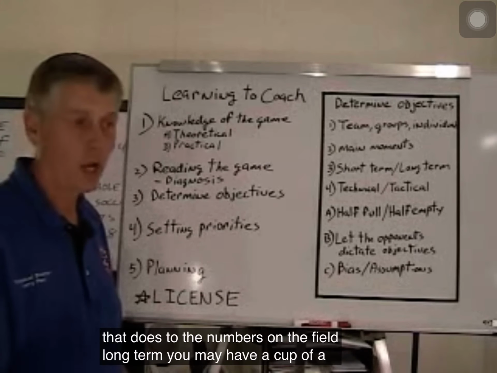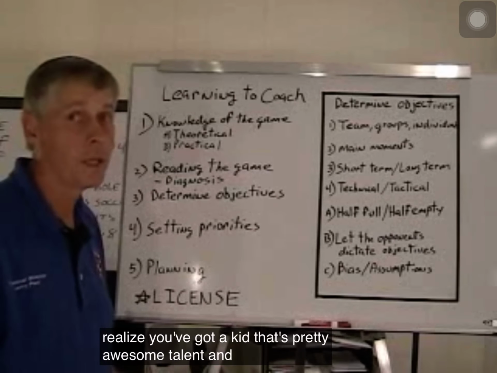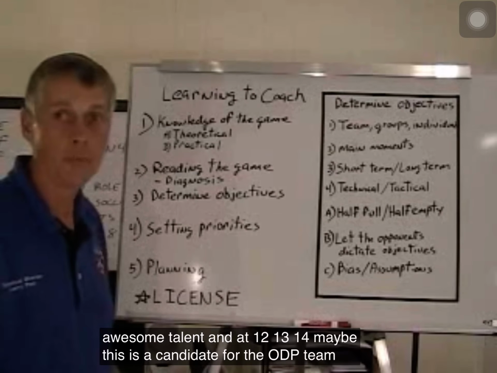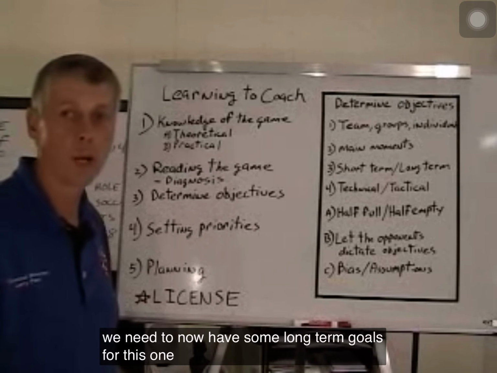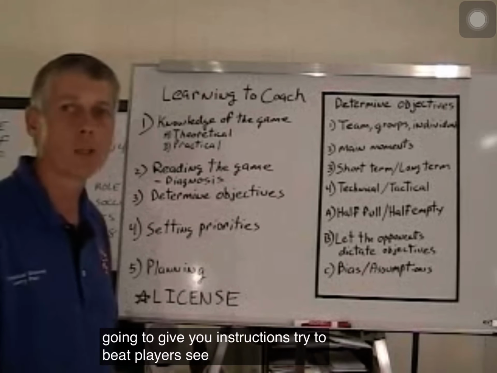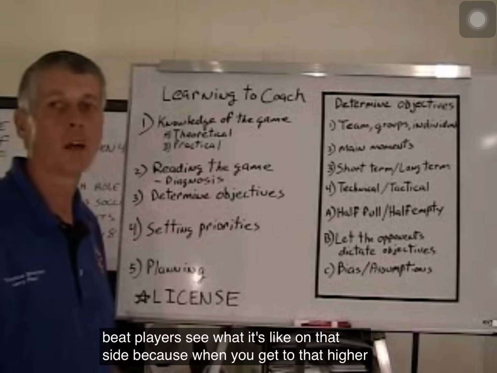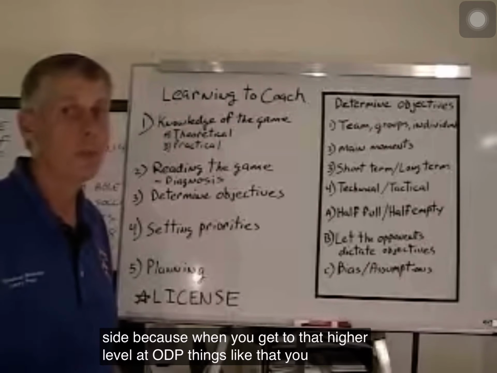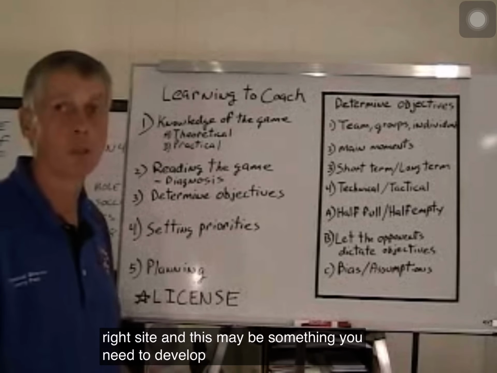Long-term, you may have a child, you're coaching 10-year-olds, and you realize you got a kid that has some talent, and at 12, 13, 14, maybe this is a candidate for the ODP team. So we need to now have some long-term goals for this one child to say, okay, you're a right-footed player. We are going to have you play some on the left side, and we're going to give you instructions, try to beat players, see what it's like on that side. Because when you get to that higher level, at ODP, things like that, you may be competing with somebody on the right side, and this may be something you need to develop long-term.